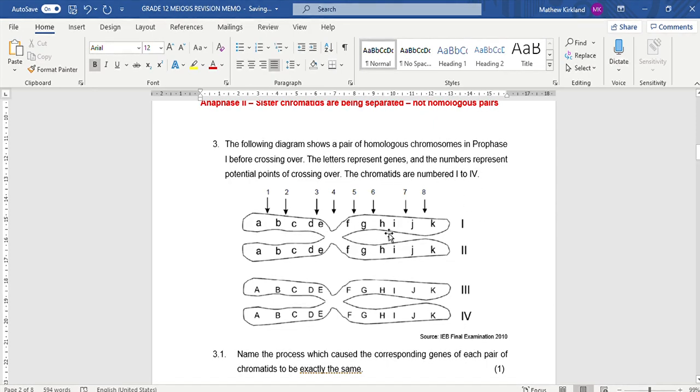So we've got letters that are genes. Do we notice the difference? These are small letters. These are big letters. Sort of linking back to that picture that I showed you in the video when I talked about this process, crossing over. The numbers are where it can potentially link. And this is the chromatid number.